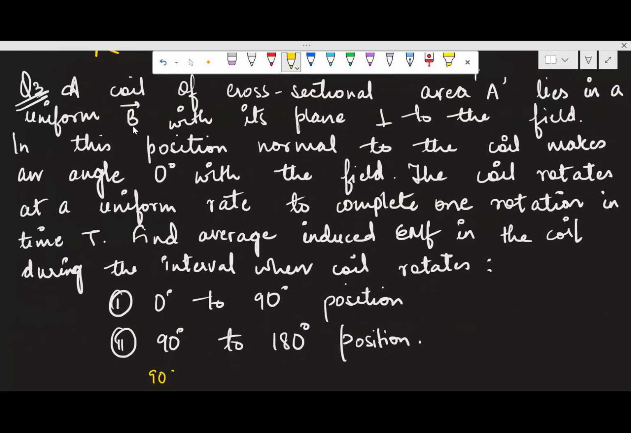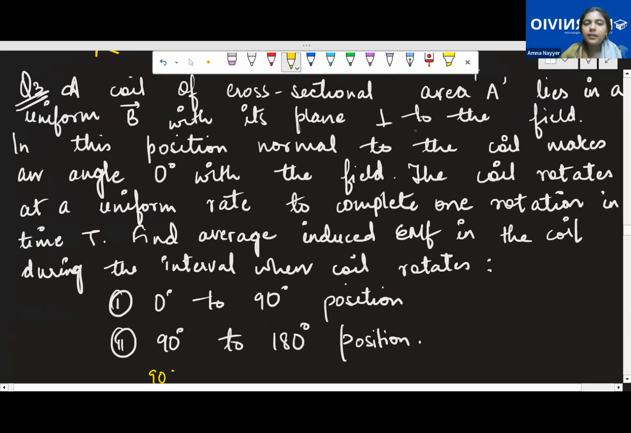See, basically, what does it say? It says that a coil is there of cross-sectional area A, in a uniform magnetic field B with its plane perpendicular to the field. In this position, the normal to the coil makes an angle of 0 degree with the field. This is the coil. The normal, meaning perpendicular to this coil, makes an angle of 0 degree with the field. Like, the field is also this, and the perpendicular will also be this.